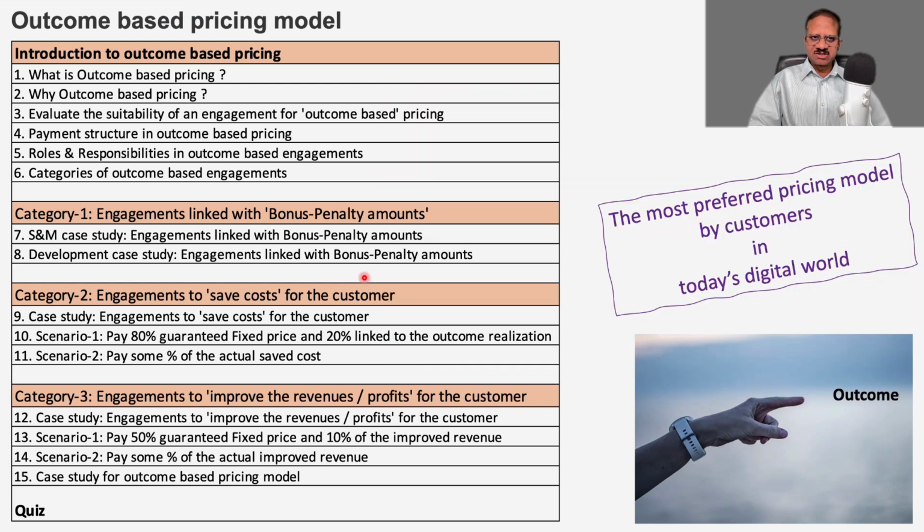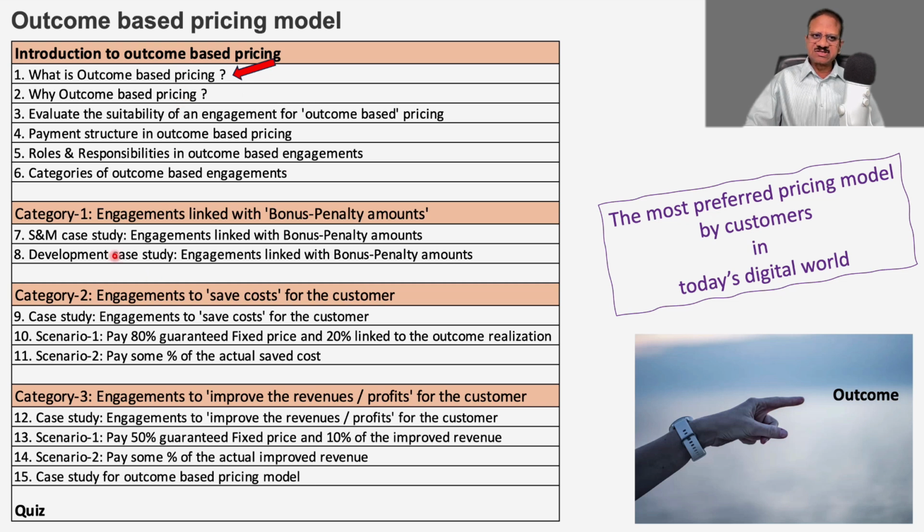So this is the structure of this outcome based pricing model. It has 15 points, a very lengthy one. As you see here, it is the most preferred pricing model by customers in today's digital world. So that is the importance of this model, and that's why it has so many points we are going to discuss. Very high level, let me explain. Introduction to outcome based pricing: there are 6 points which provide a detailed introduction. In this specific video, we are in point number 1. We'll see what is outcome based pricing, then we'll go to other points.